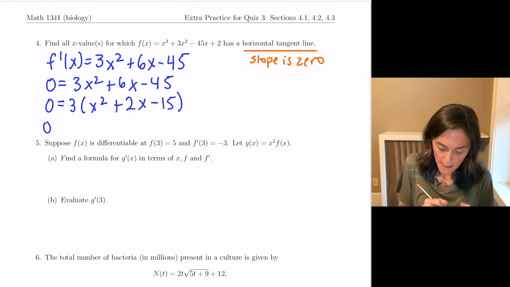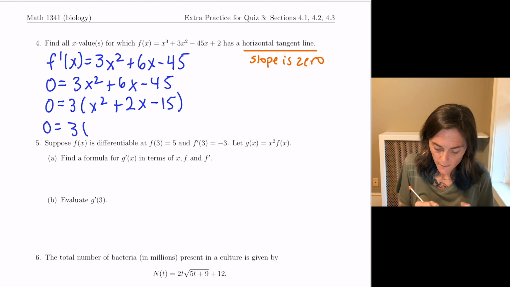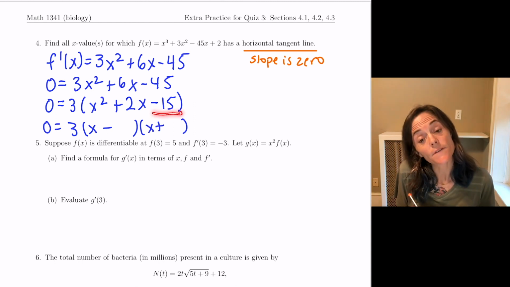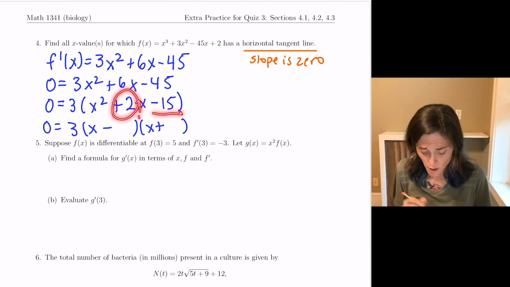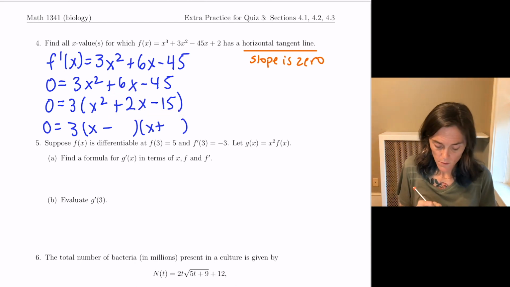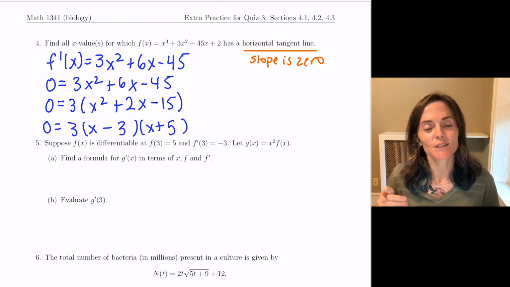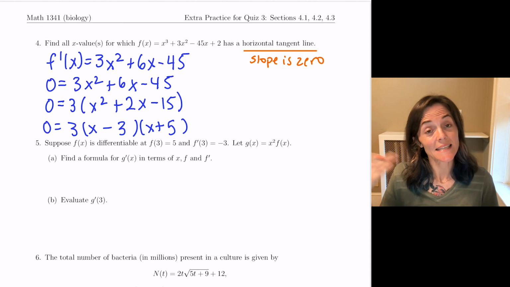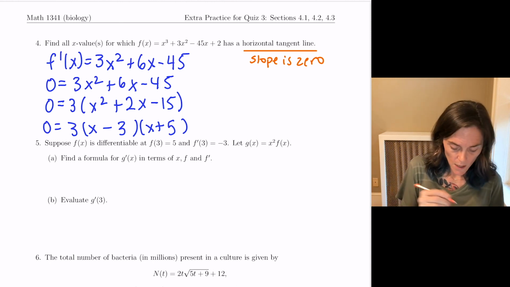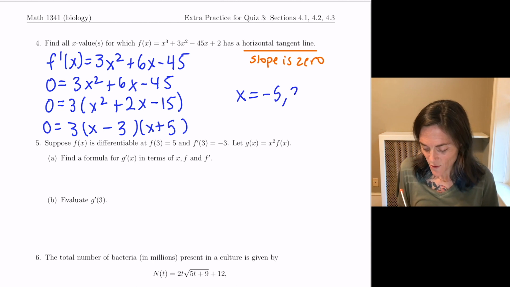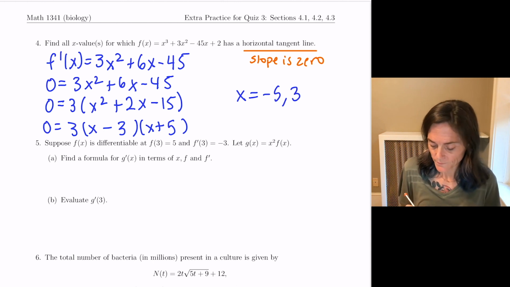Now, this is a little bit easier to work with. We have x minus and an x plus. I need two numbers to multiply to negative 15 and add to 2. So how about minus 3 plus 5? Check it. They multiply to negative 15. Very nice. And add to 2. Okay. So now I have two answers. Negative 5 and 3. Wonderful.